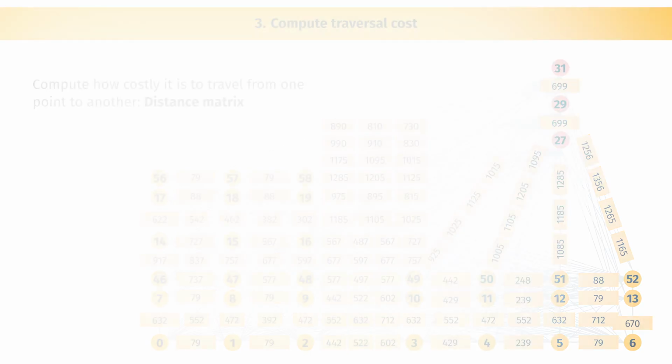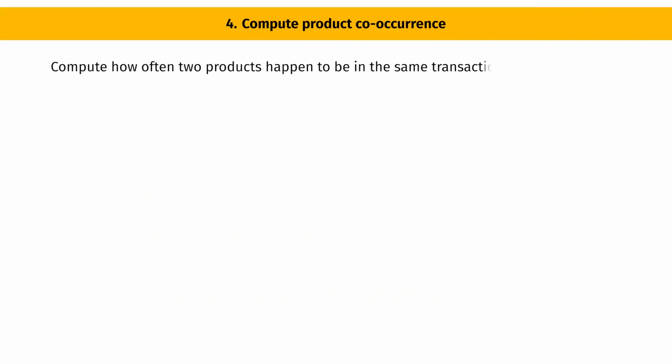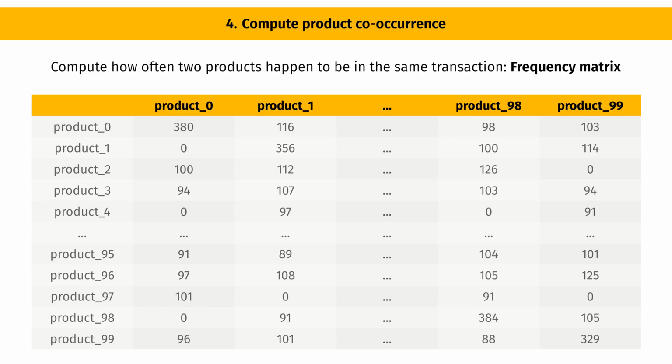Fourth, product co-occurrence is calculated using a frequency matrix. This shows how often products appear in the same order. Items frequently bought together should ideally be stored near each other, minimizing back and forth during order fulfillment.